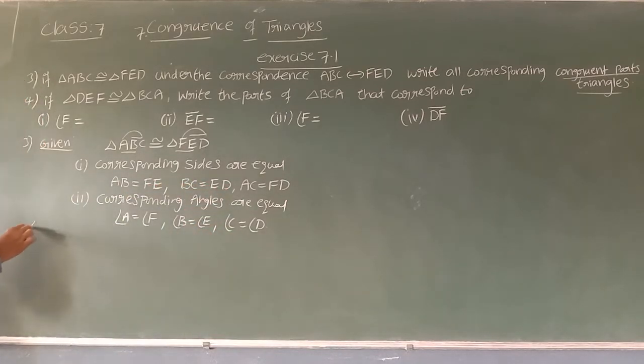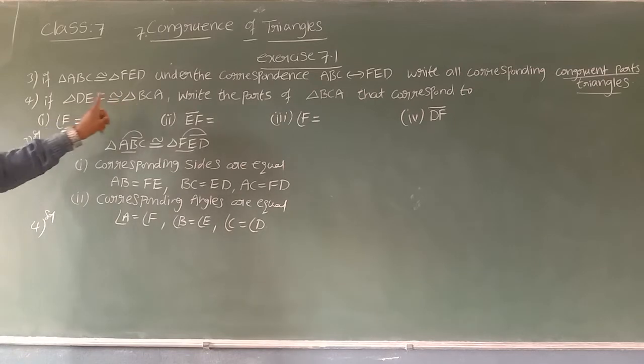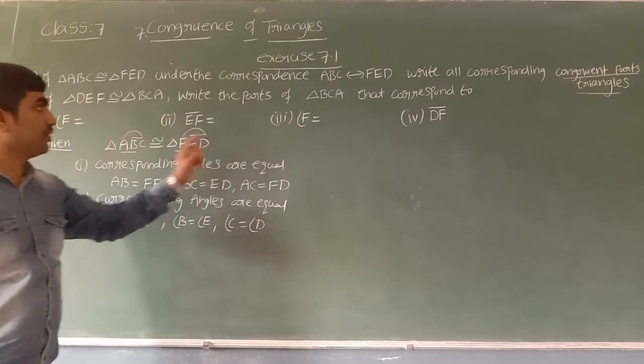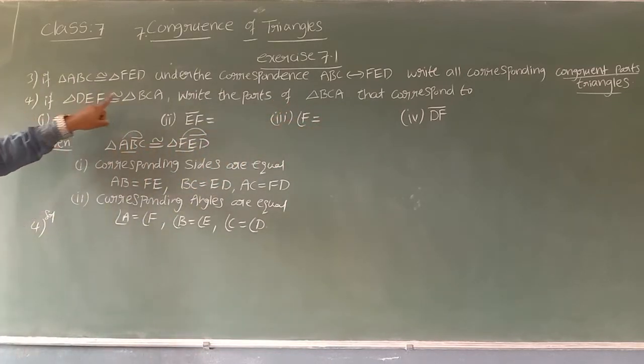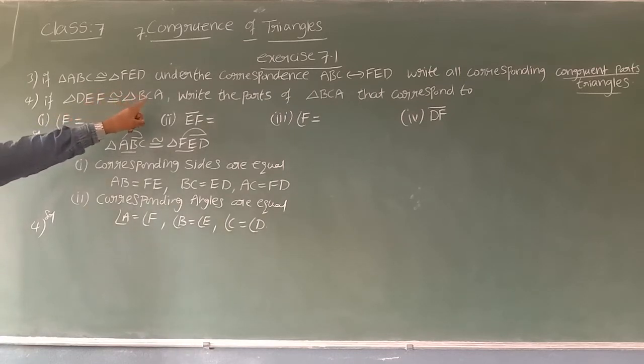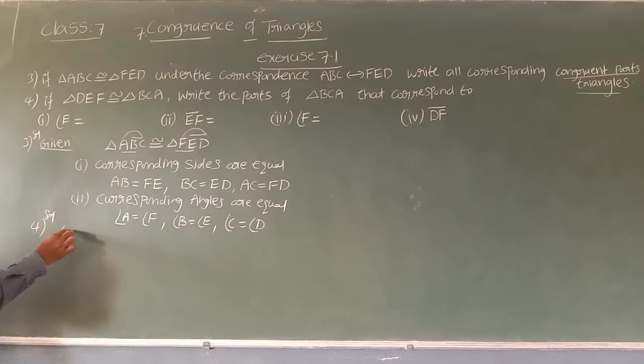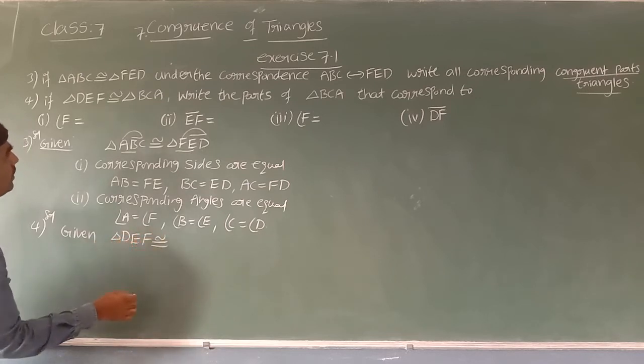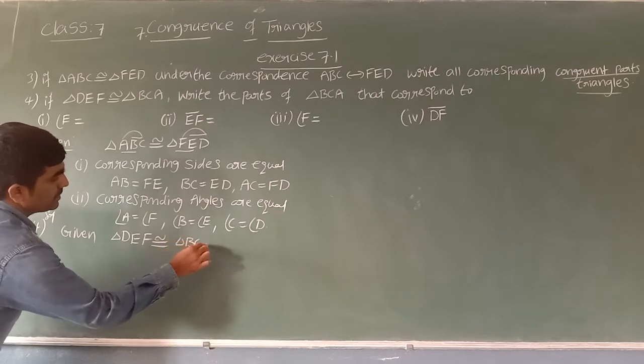Let's see the fourth one here. Two triangles are congruent: triangle DEF is congruent to triangle BCA. Then they ask to write the parts of triangle BCA that correspond to angle E, and so on. Angles must be in the same places when both are congruent, after writing the symbolic form. So here, the given triangle DEF is congruent to triangle BCA.